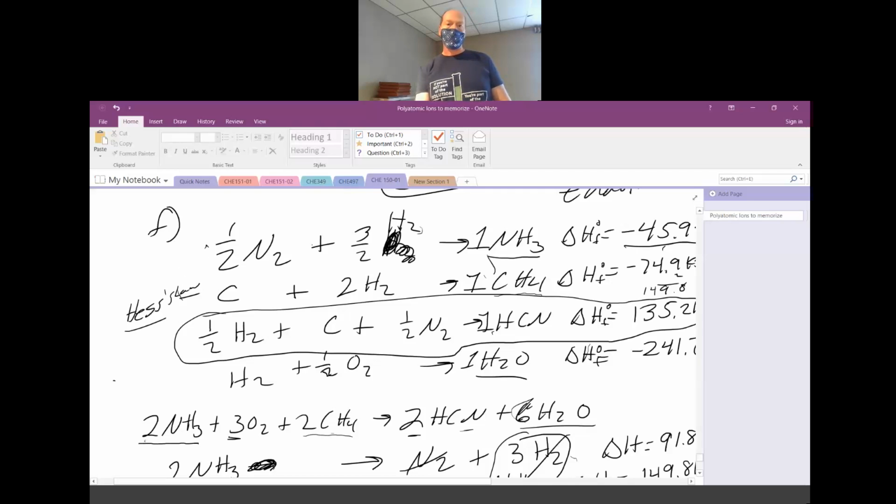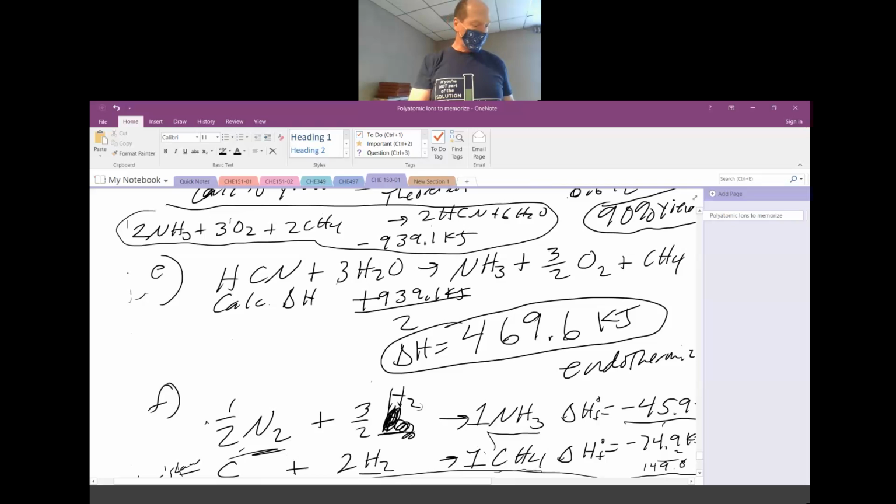The first one, nitrogen and hydrogen. Second one, carbon and hydrogen. The third one, hydrogen, carbon, nitrogen. The fourth one, hydrogen, oxygen. So they are all elements in their standard state, forming 1 mole of product. We will keep reviewing tomorrow. Again, if you have questions, bring those in and we will go through those.